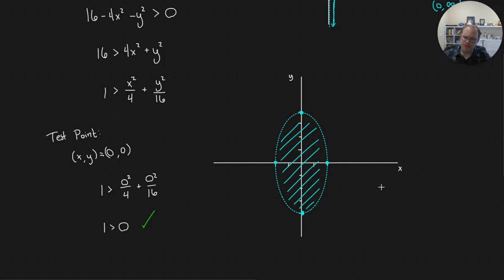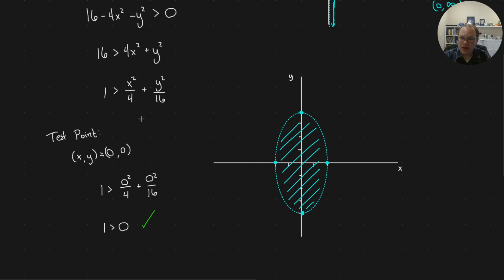Okay. Now, if 0, 0 didn't work, then that must mean no point in the interior region works, and instead, it must be the exterior region that works. And so I would shade the exterior region. All right. So you just need one test point to decide whether it's the interior or the exterior region that is in the domain. All right, plug in that one test point. If it satisfies the inequality, then that 1 point is in the domain, so the whole region of that point is in the domain, right?